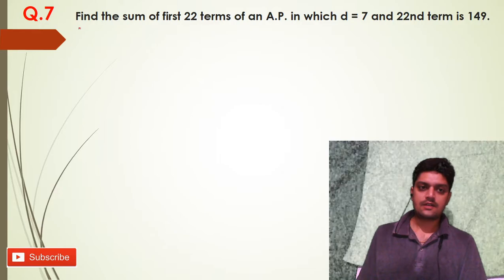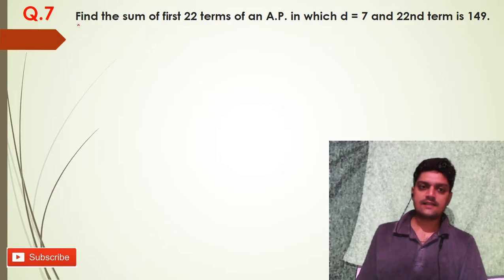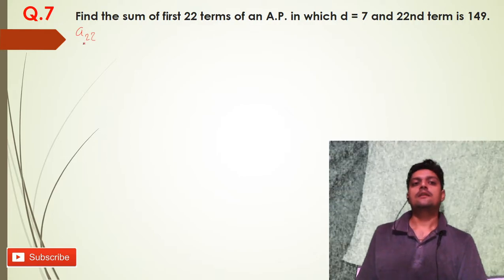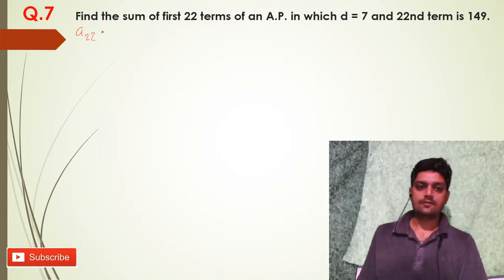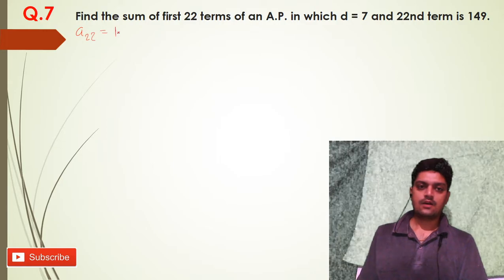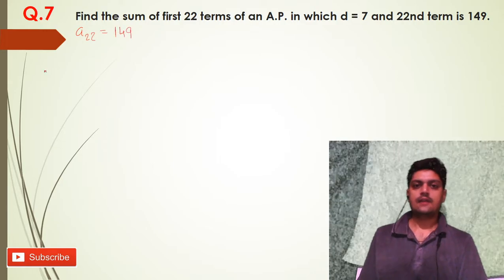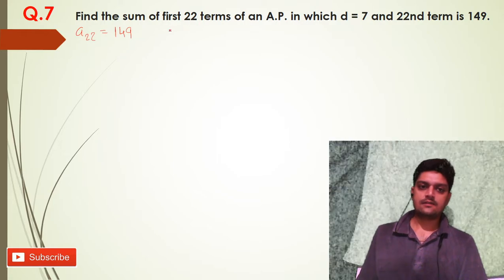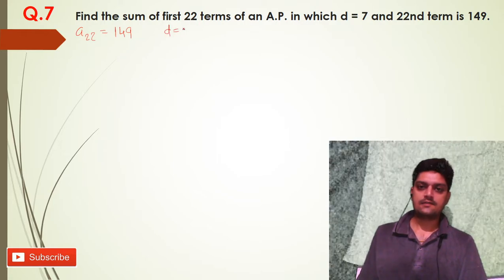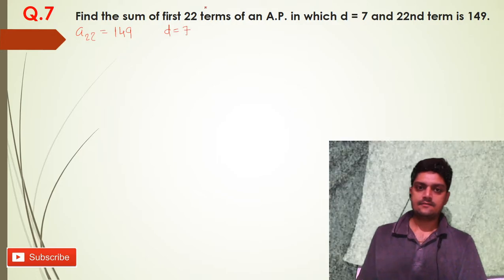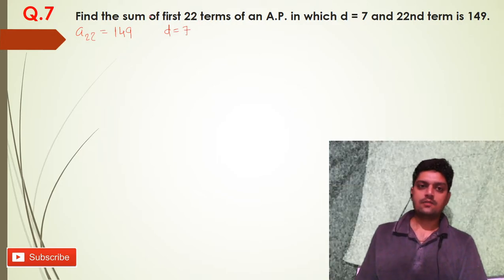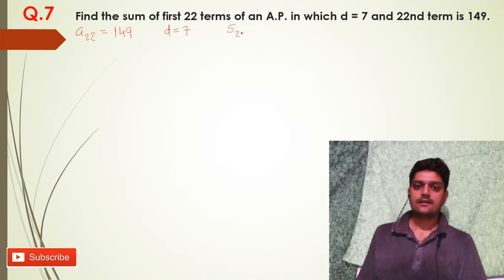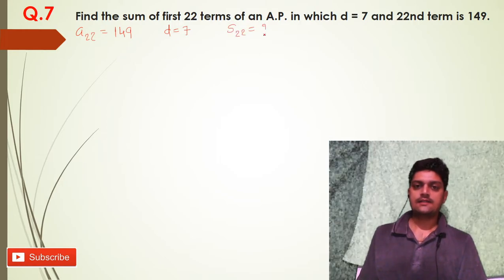So here what they have given, the 22nd term. So I will write here A22. Okay, this is A22, that is 149. And the difference they have given. So I will write here difference, that is 7. And the sum of first 22 terms means we have to find S22. That we have to find.